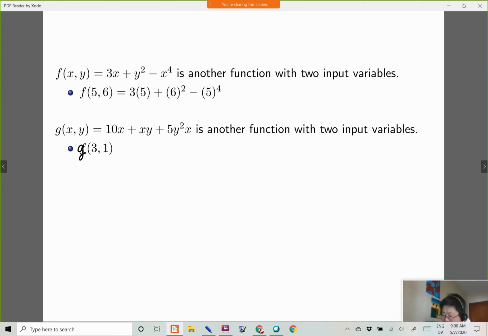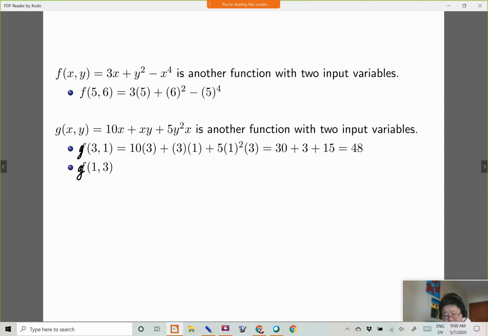And I discovered just in the last hour a number of typos. So I'll fix these and re-upload slides. You'll see, I'll just erase. There was an F there. It should be a G. Oops. So g of 3 comma 1. Plug in a 3 for every x, plug in a 1 for every y, and you'd get 10 times 3 plus 3 times 1 plus 5 times 1 squared times 3. I would just leave it like that, but just to illustrate a certain point in a moment, I simplified that all the way down, got the number 48.